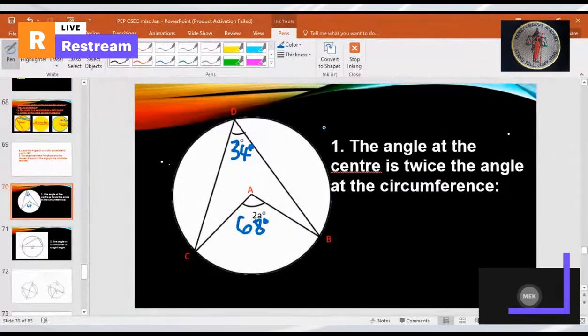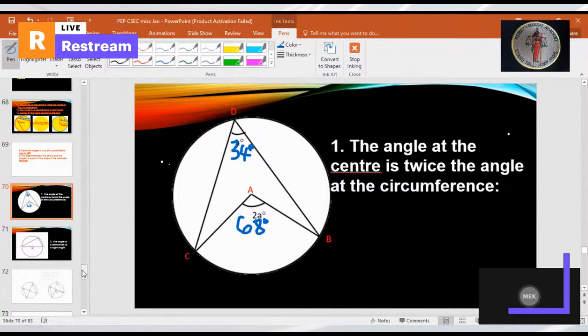So you really have to know what you're doing. You have to know what the rule says. The one at the center is the bigger one. So if you get the one at the circumference, multiply by 2 to get the one at the center. If you get the one at the center, divide by 2, get the one at the circumference. All right, so let's move on to another theorem.